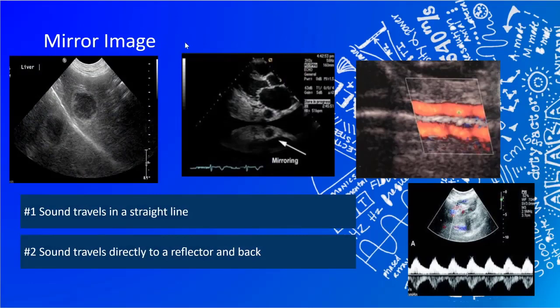So with mirror images, we get exact replicas of the anatomy across the strong reflector. So again, we have probably maybe an amoebic abscess here in the liver. We can see it again reflected across the diaphragm, that strong reflector. Here we are in the heart. We can see the heart structures. We can see that mirroring across.